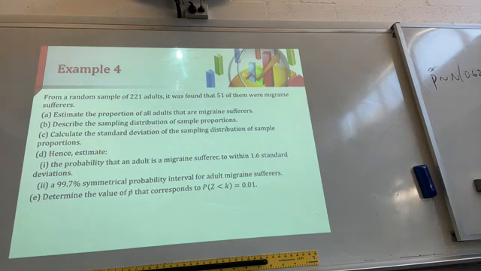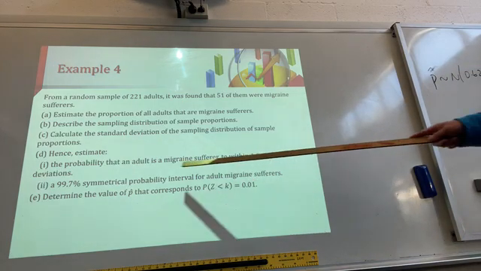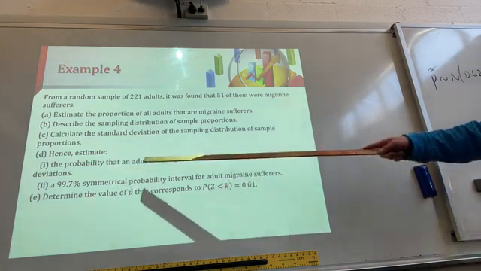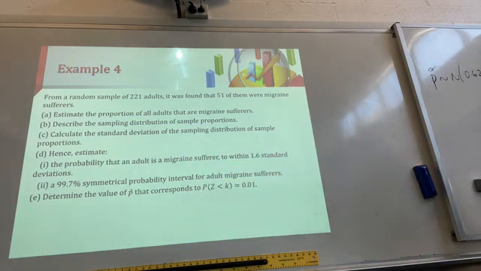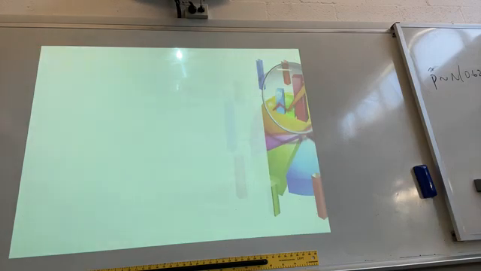All right, so here, even though it did not say that it's symmetrical, it is symmetrical. You are looking at 1.6 below and above the mean. Of course, you can start off with looking at the mean, P hat. You've got to use P hat, right?